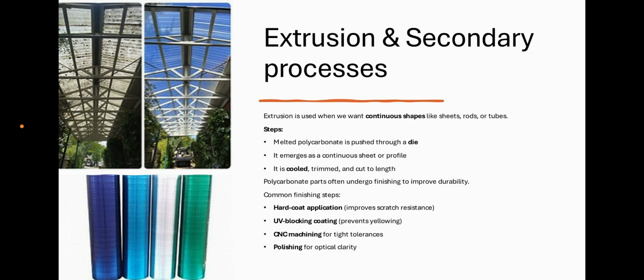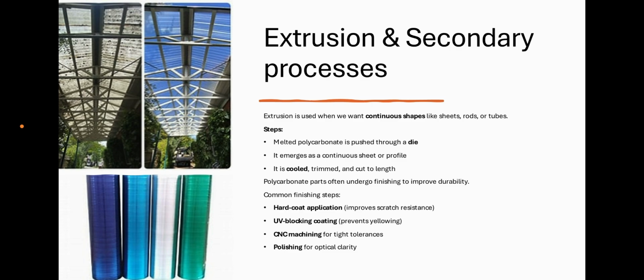Extrusion and secondary processes. Extrusion is used when we want continuous shapes like sheets, rods, or tubes. The steps are: melted polycarbonate is pushed through a die. It emerges as a continuous sheet or profile, and it is cooled, trimmed, and cut to length.